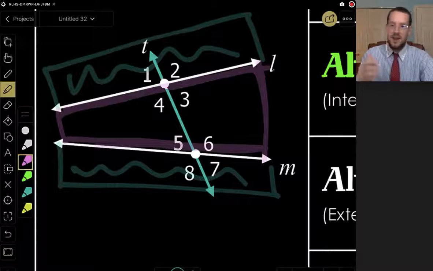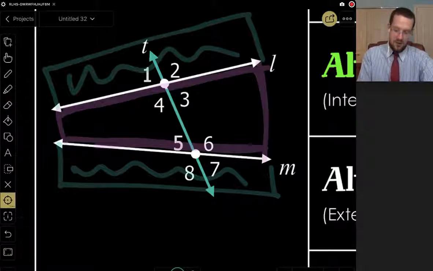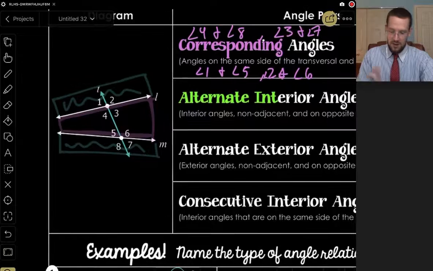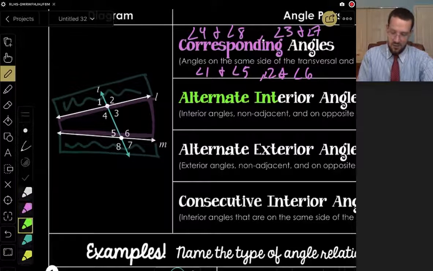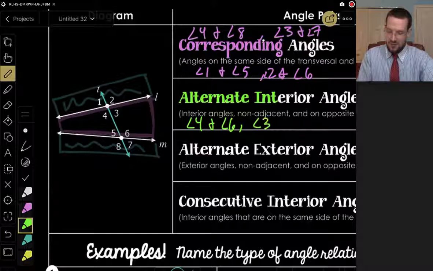And they're alternating, so they're not the same. They're back and forth, they're alternating, and they're in the interior. So 4 and 6 are alternating, jumping back and forth over the line, and 3 and 5 are also jumping back and forth over the line. This is an alternating interior. So our alternating interior angles are angle 4 and angle 6, and angle 3 and angle 5.